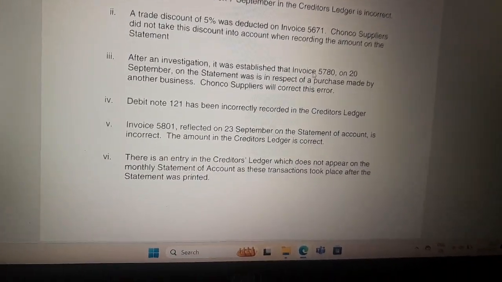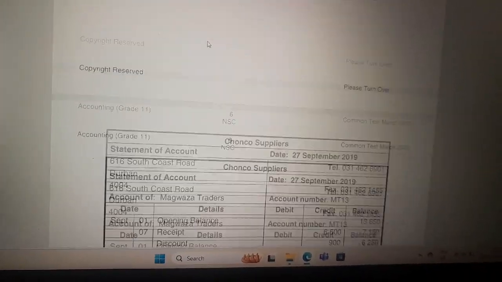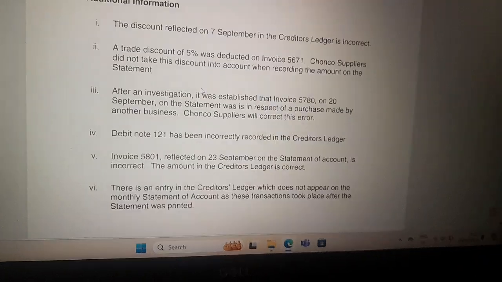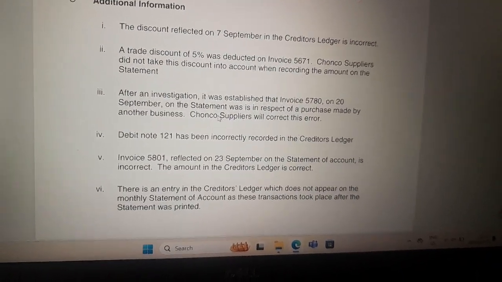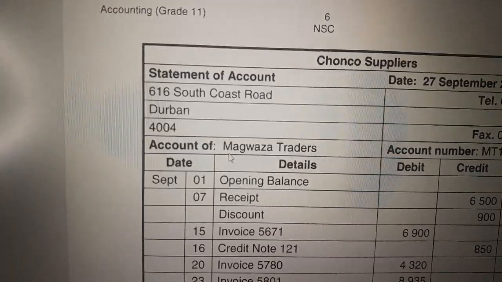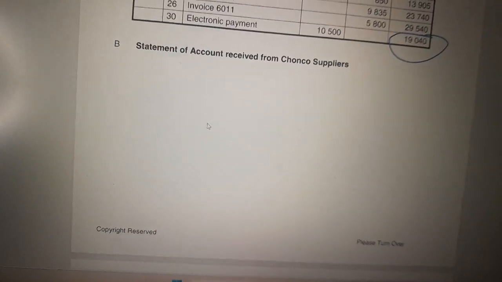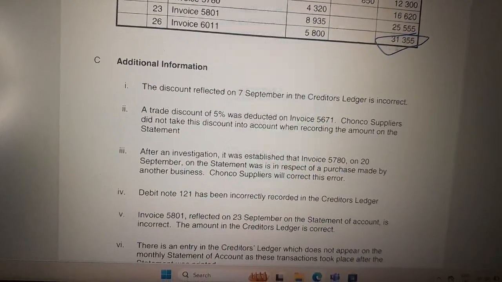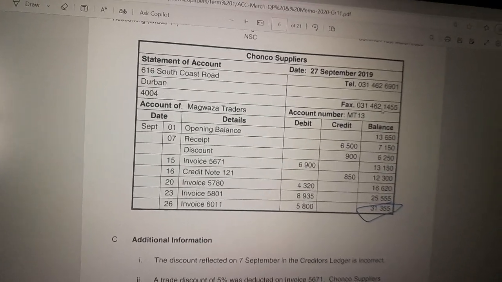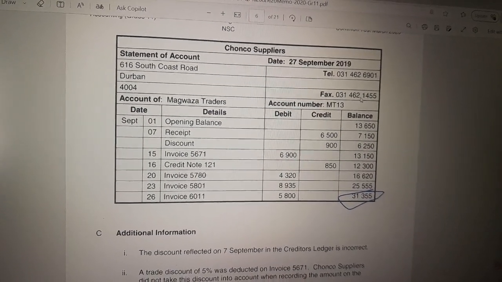They're saying that invoice 5780, it's right here, and when you go here, it's not here, meaning that they definitely made the mistake. The statement, this invoice, was in regard to another company. So basically, this statement, guys, was written by who? Chonko Suppliers, but it was sent to who? Do you guys see that? It is in the account of Magwaza Traders. This statement is going to Magwaza Traders, basically about the amount that is owed to Chonko Suppliers. But the person that writes the book for Chonko Suppliers accidentally put an invoice that belongs to another company.